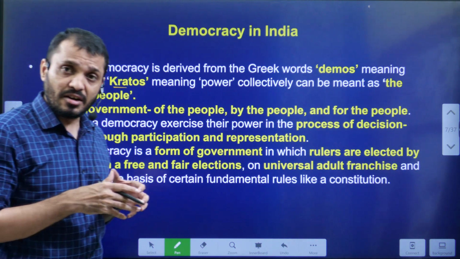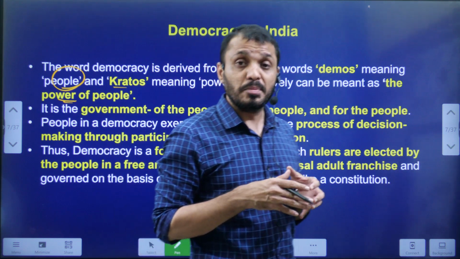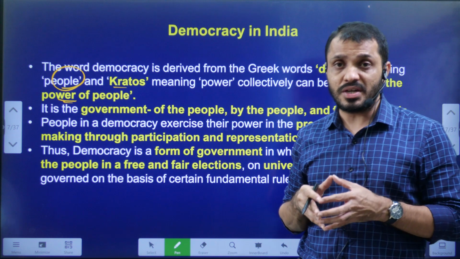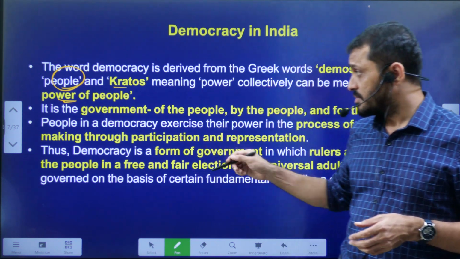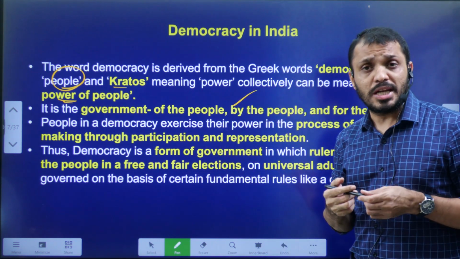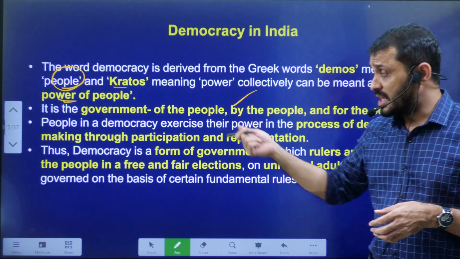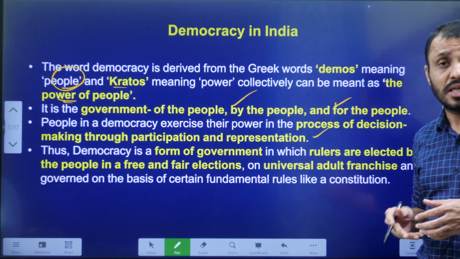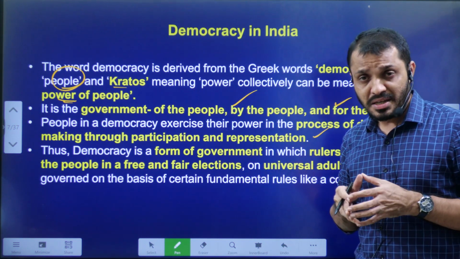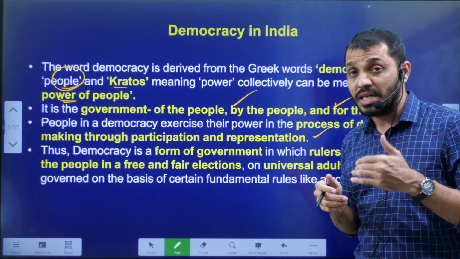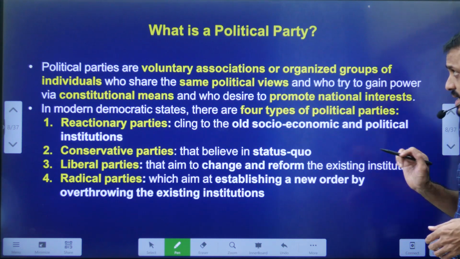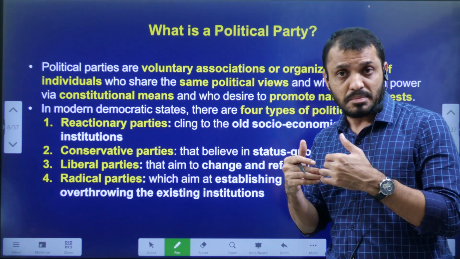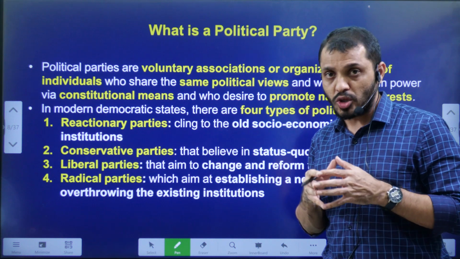In countries like India, where indirect democracy is there, people are exercising their power by participating in the elections and by voting for particular political parties. And democracy is popularly called government by the people, of the people, and for the people by Abraham Lincoln. So democracy reflects the people's will, either in direct or indirect form. This is about democracy. Political party, as I mentioned earlier, reflects people's opinions or thoughts.